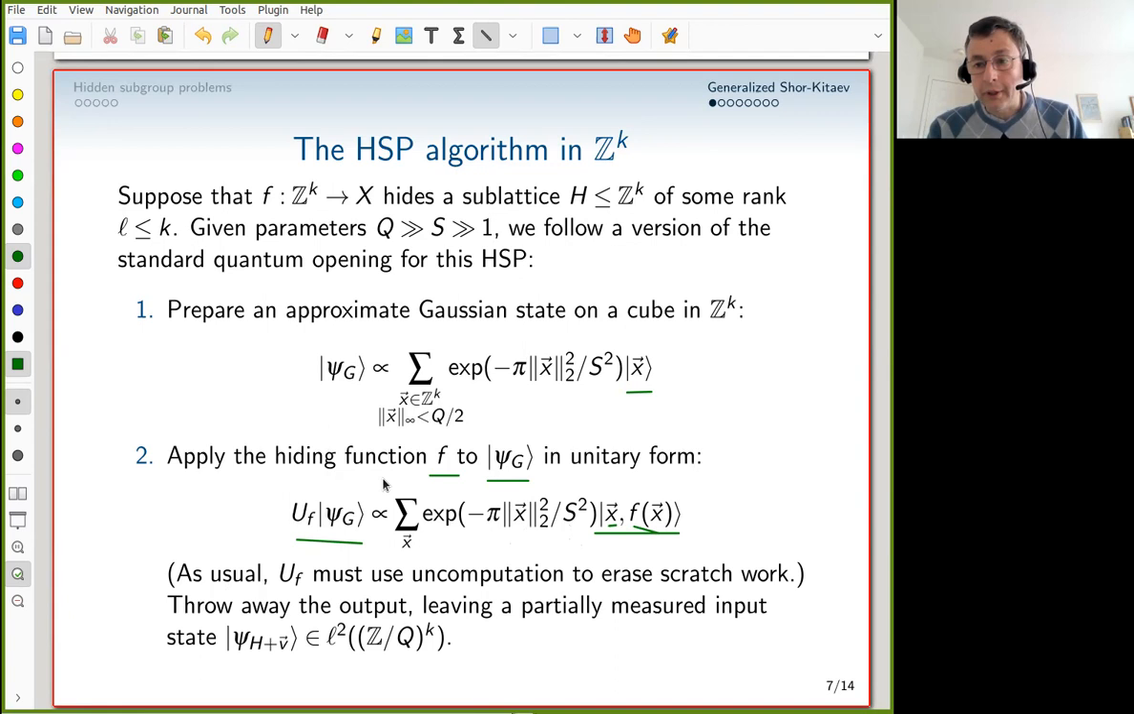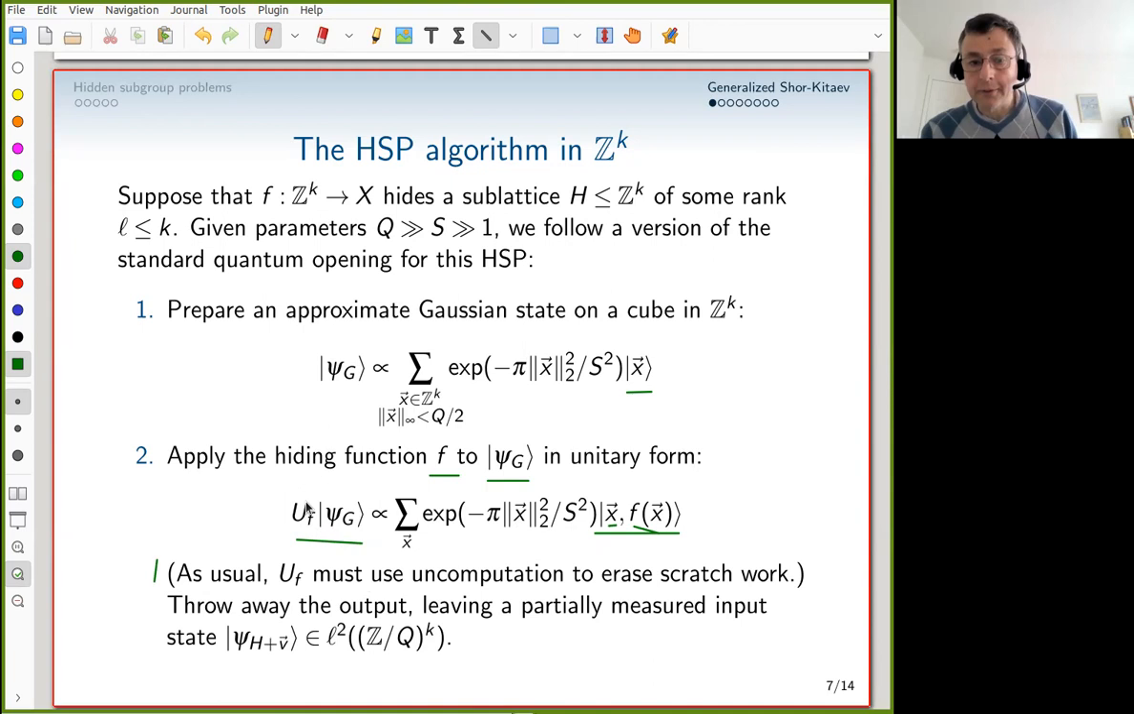What you do with this evaluation of F? First of all, the algorithm would be wrecked if you left behind scratch work, or if you erased scratch work in the usual way of throwing it away, resetting the qubits that have the trash work, exporting it to the environment, that kind of thing. If you did anything like that, then the quantum part of the algorithm would be wrecked.